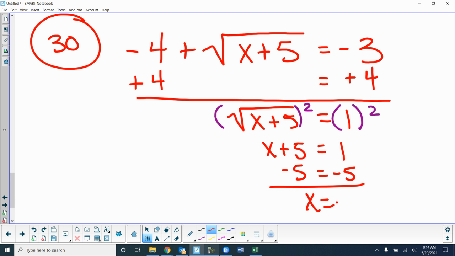So x equals -4. We're supposed to check them. So what's -4 plus 5? 1. What's the square root of 1? What's -4 plus 1? Work, right? Okay.